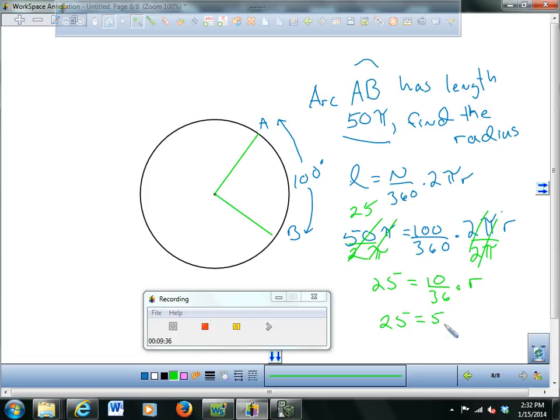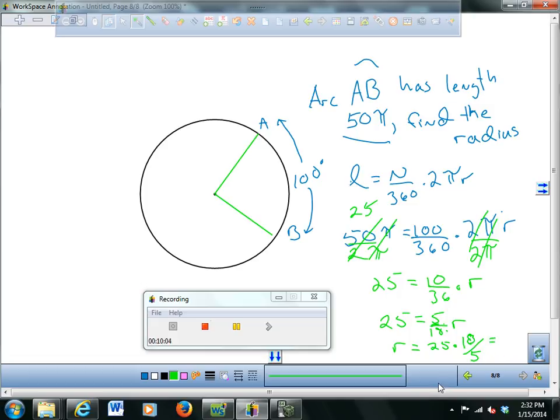5 eighteenths r. So r is equal to 25 times the reciprocal, right? Remember that? Isn't it 8? Because half of 36 is 18, sorry, you're right. You guys told me wrong. That's 18. And so I get 25 divided by 5 eighteenths.